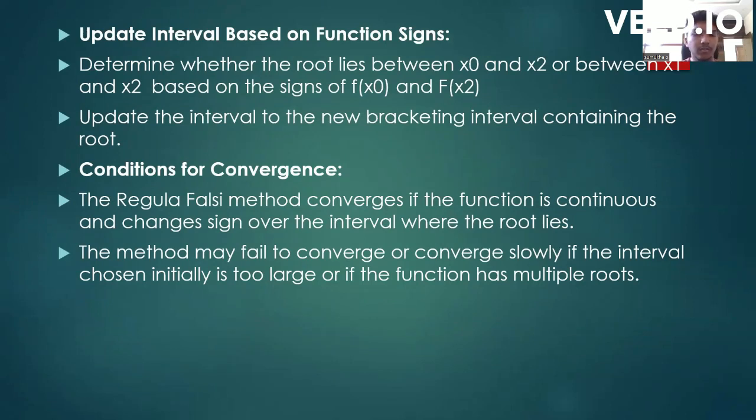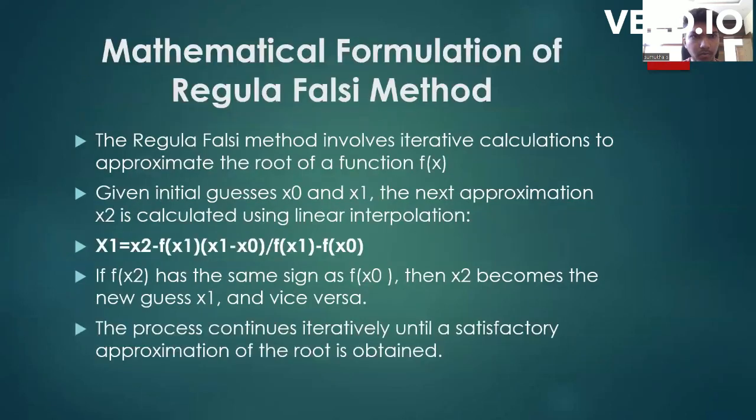Conditions for convergence. The regula falsi method converges if the function is continuous and changes sign over the interval where the root lies. The method may fail to converge or converge slowly if the interval chosen initially is too large or if the function has too many roots.